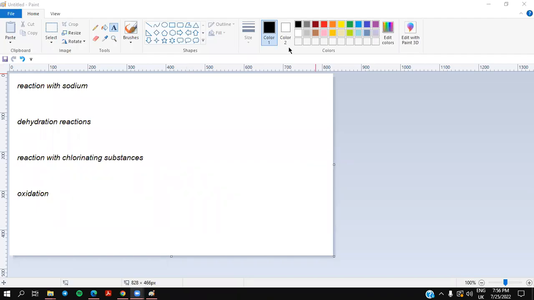You can see 4 reactions I have shown here on the screen. These are just to recap the things we have done in last week's lesson. In the last week's lesson, we talked about different types of reactions of alcohols. The first thing we discussed was reaction of alcohols with sodium. Second one, dehydration reactions of alcohols. Third one, reaction with chlorinating substances. And we are in the oxidation lesson.